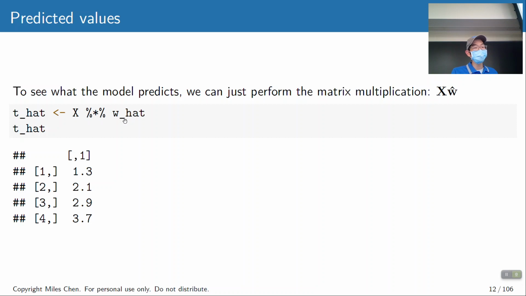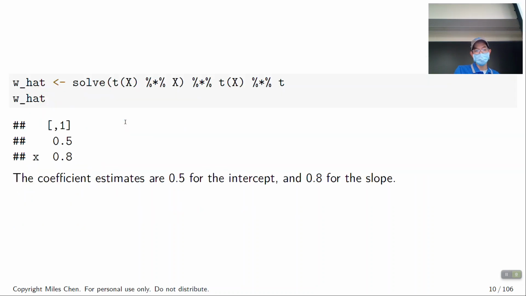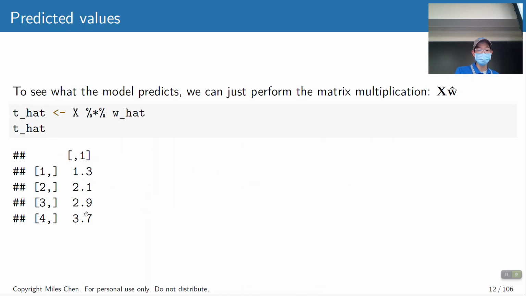Okay, and if you wanted to make predictions now, the predicted values, you would take your input X matrix and multiply it by the W hat that we just estimated. So our W hat is 2 by 1. We would take our X matrix, which is 4 by 2, and multiply it by 2 by 1. So 4 by 2 times a 2 by 1 will give me just a 4 by 1 matrix. And this is just the column of predicted values. So it's predicting 1.3, 2.1, 2.9, and 3.7.